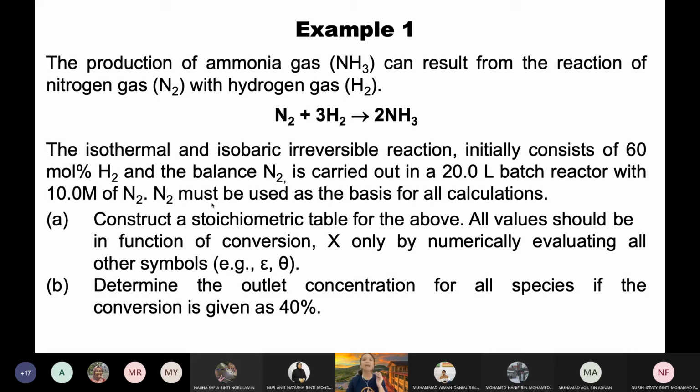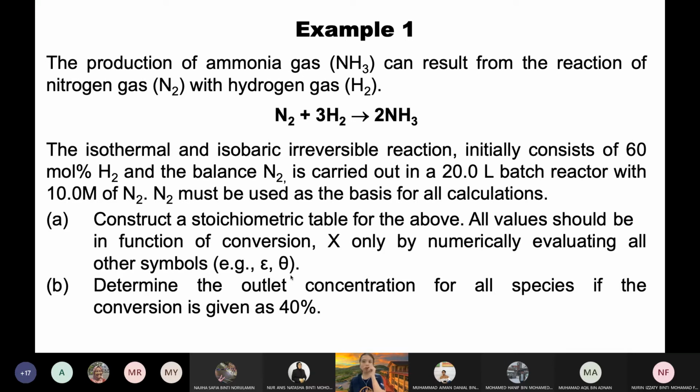So N2 must be used as the basis for all calculation. Okay, apa maksud ayat ni? Maksud ayat ni sebenarnya, dia kata N2 is the basis for all calculation is actually to tell you N2 is your A dalam kamu punya pengiraan. So kan sebenarnya saya kata kita nak kena tahu mana satu A, mana satu B. So biasanya the first compound in the sequence is your A. Ataupun dalam soalan ni diberitahu lagi sekali. Dia kata N2 digunakan sebagai asas pengiraan. Meaning your N2 is your A in the calculation.